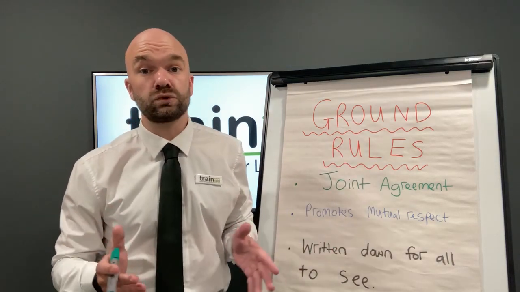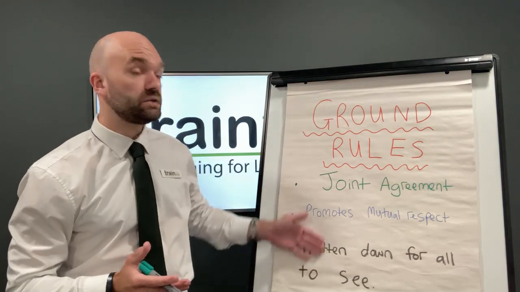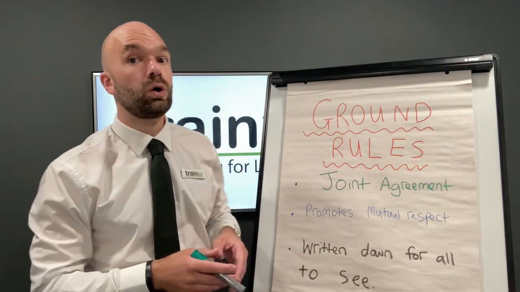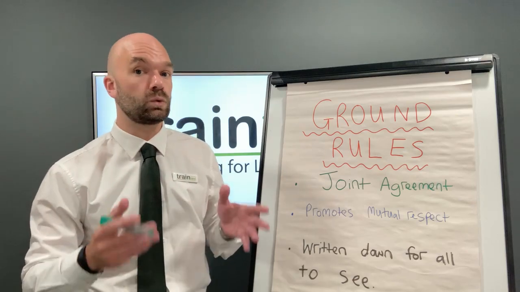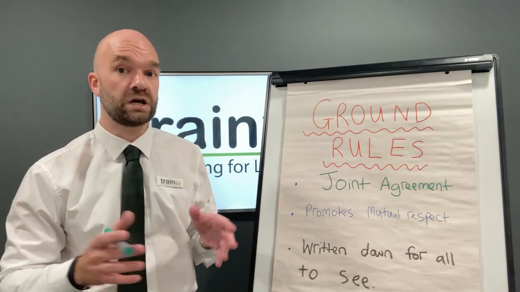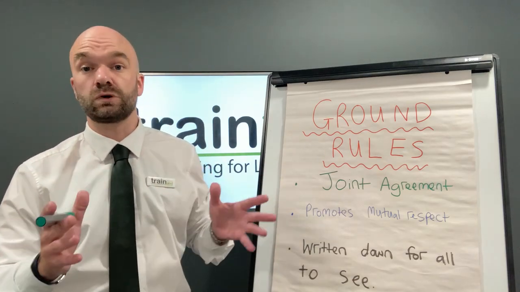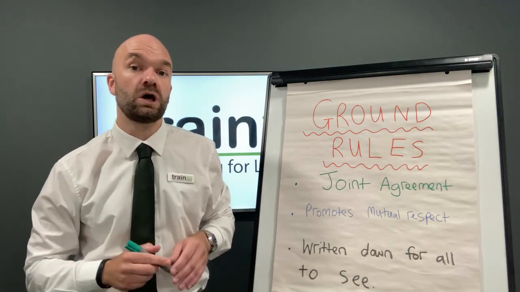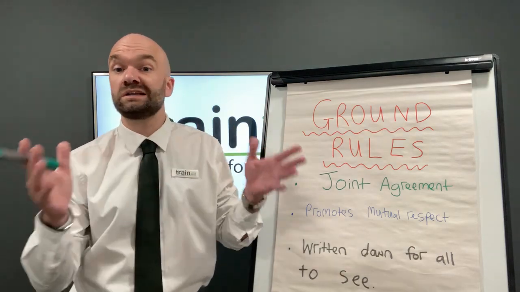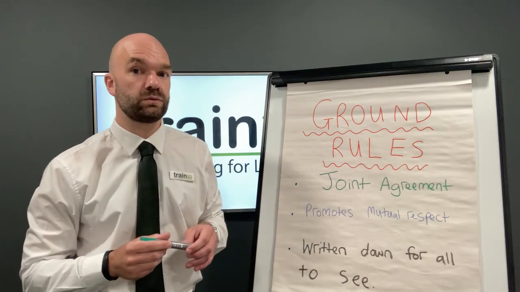Now, it's very important that ground rules are written down for all to see. So these ground rules can be written on perhaps a flip chart paper like this, or perhaps on a whiteboard and presented on the classroom wall as well. So it's very important that these ground rules are visible for all of your learners to see, and they are a reminder of how learners need to behave within the classroom as well.